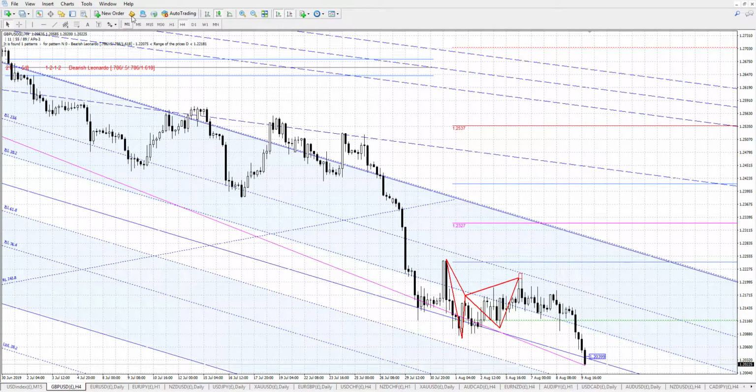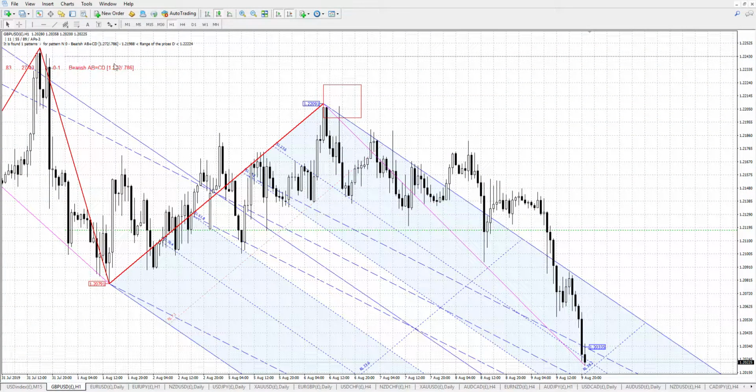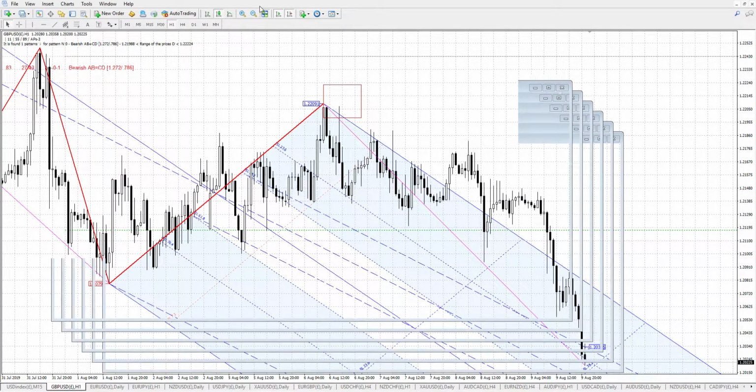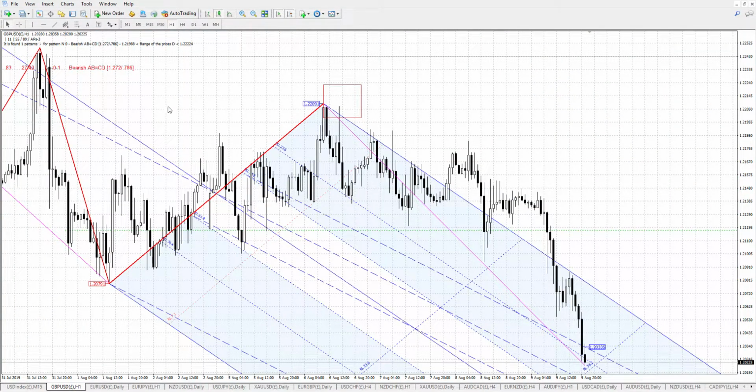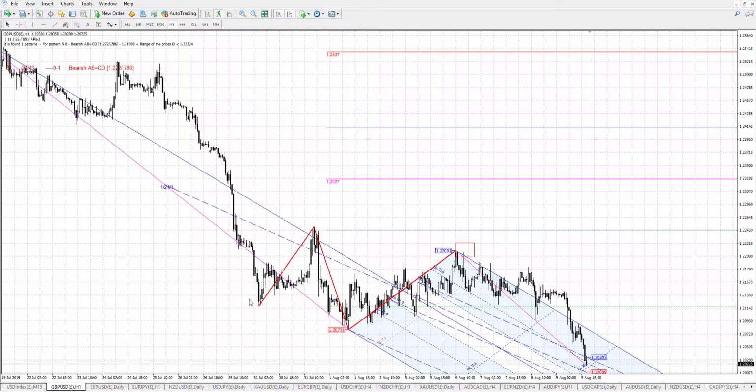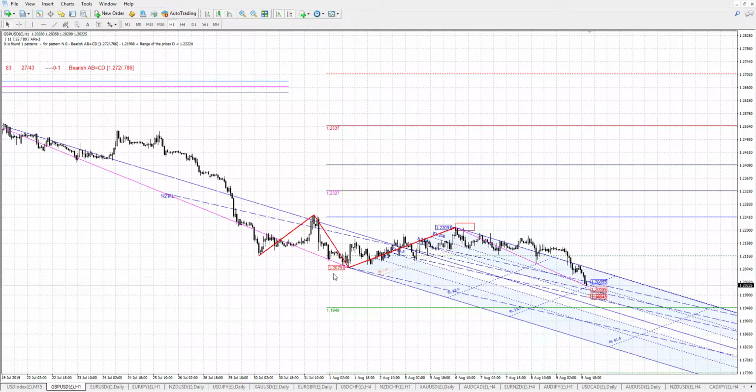So there's that. Keep an eye on 12039, H1, bearish ABCD, descending pitchfork. Oh no, I didn't want to do that. Yeah, so bearish ABCD, descent. There's that support 1. It looks probably quite feasible, to be honest. Yeah, looks bearish.